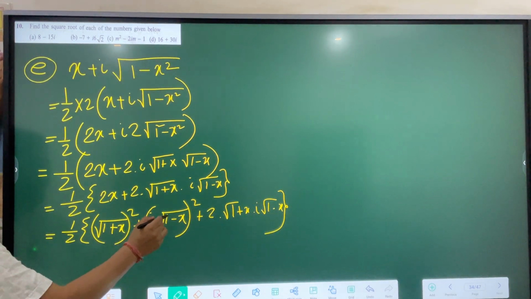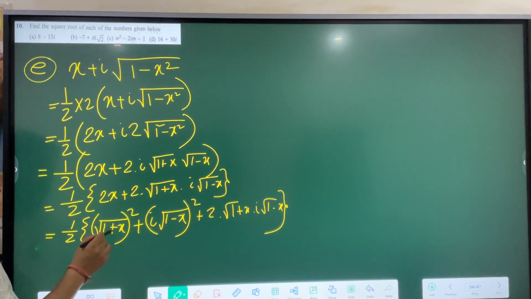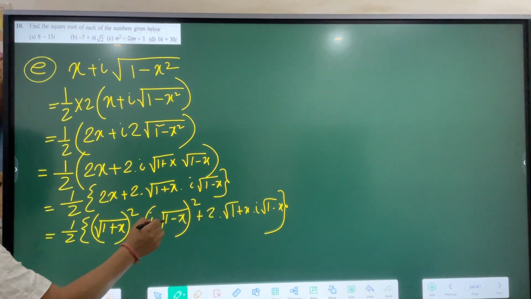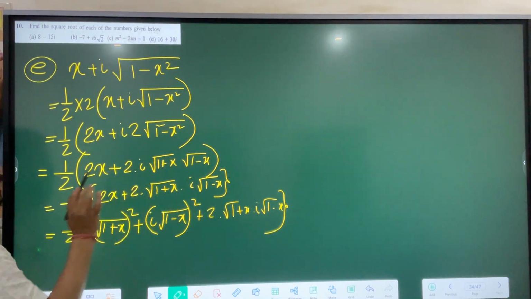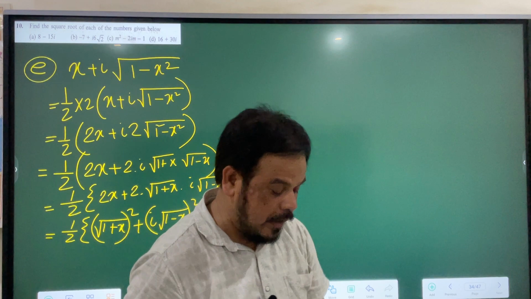Now, this calculation and this calculation, whether you get 2x or not. Look, 1 plus x, root 1 plus x whole square, the square and root cancel. 1 minus x whole square, 1 minus x, root and square cancel. i square is minus 1. If I do it separately, then only you will understand, I think.